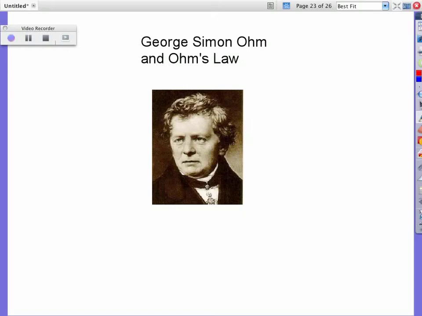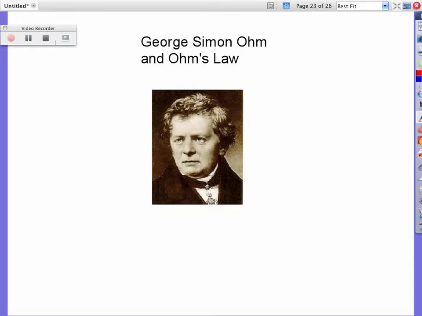George Simon Ohm and Ohm's law. George Simon Ohm is a scientist of the 1700s that studied electrical currents as electricity was just getting big. His contribution to electricity led to the concept of resistance, current, and also voltage and the relationship between those things. As we look over this sheet, we're going to discuss Ohm's law and see how it works and how we use it.